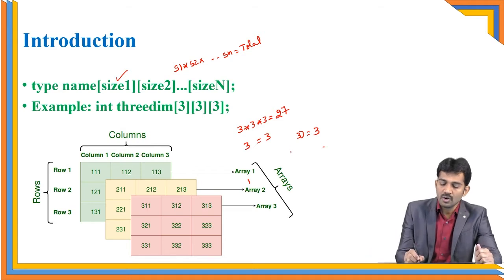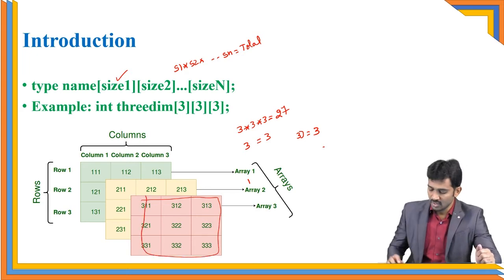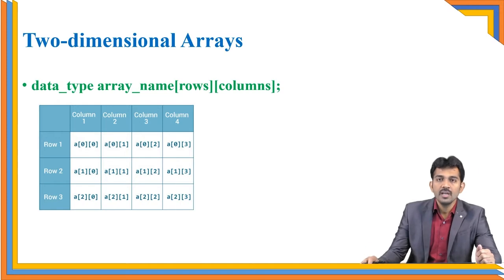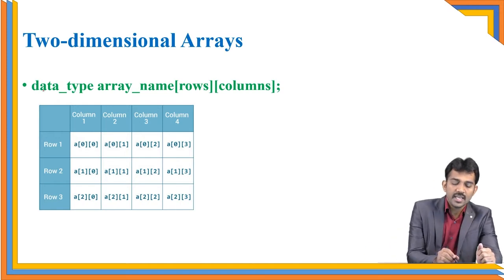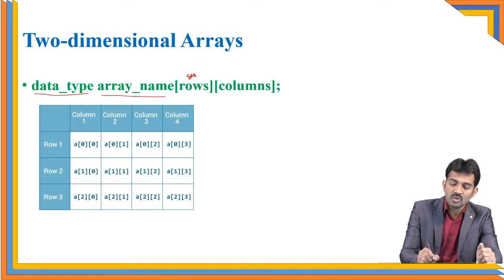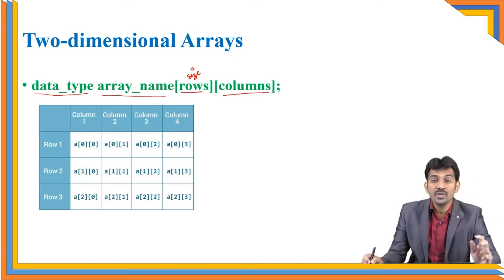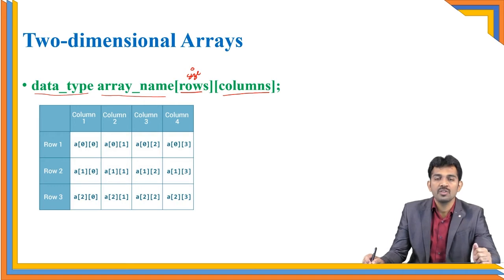For example, if I want to store this array, then this is a single 2-dimensional array. Let us see. In a 2-dimensional array, the data type and array name are as before. Up to now we had only one size in a single dimensional array, but here there is a row size and a column size: how many rows you are going to create and how many columns.